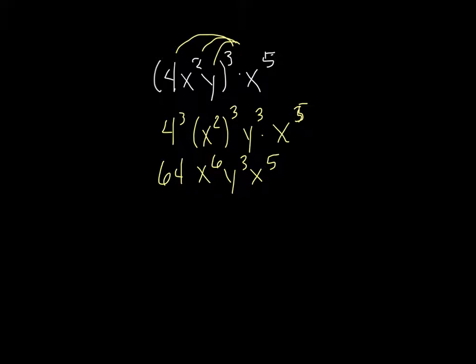Okay, now I don't have any more bubbles, so I don't have to worry about those. But I do see that I have 2 x's. They're being multiplied, and I can switch orders, so I can put those together if I want. And they're being multiplied, and so I add the exponents. Now I have 64, x to the, add the exponents, 6 plus 5 is 11, and then y to the 3rd.